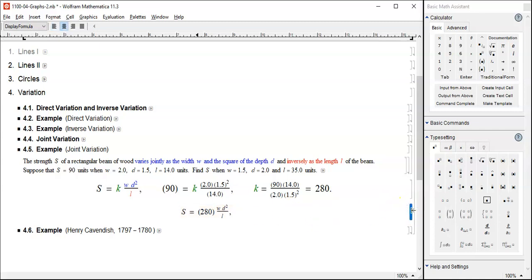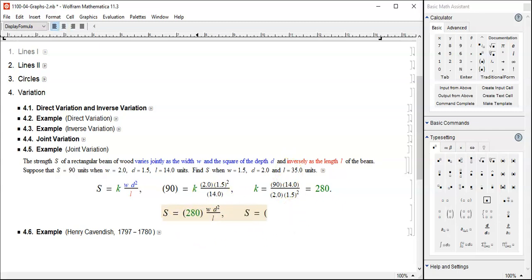A bit bigger font is in order. We have a fraction and power, so it's a bit hard to see this way. So we just found out k is 280, so 280 goes here in place of k, and then all the others, well, they were as before. Okay, we now have a completed equation, so let's use it. What's the final question here? Find S, all right, when W is given and D is given and L is given like these. We have completed the equation, so we can do it.